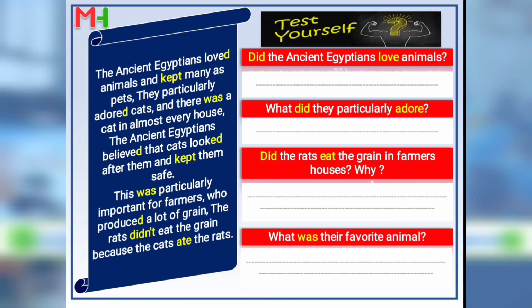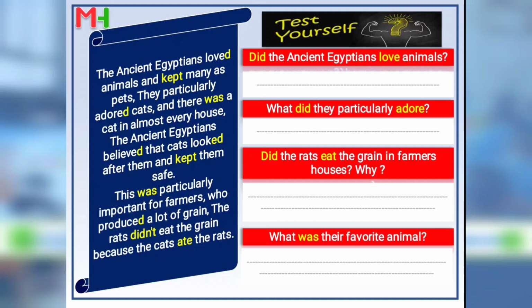Welcome back. So we will answer these questions from our text here. Let's read these questions, then we will answer. Question number one, it's a yes or no question. Did the ancient Egyptians love animals? So from this form of the question, we notice that we put the main verb in the infinitive form after did. Our answer, it will be yes, they did.